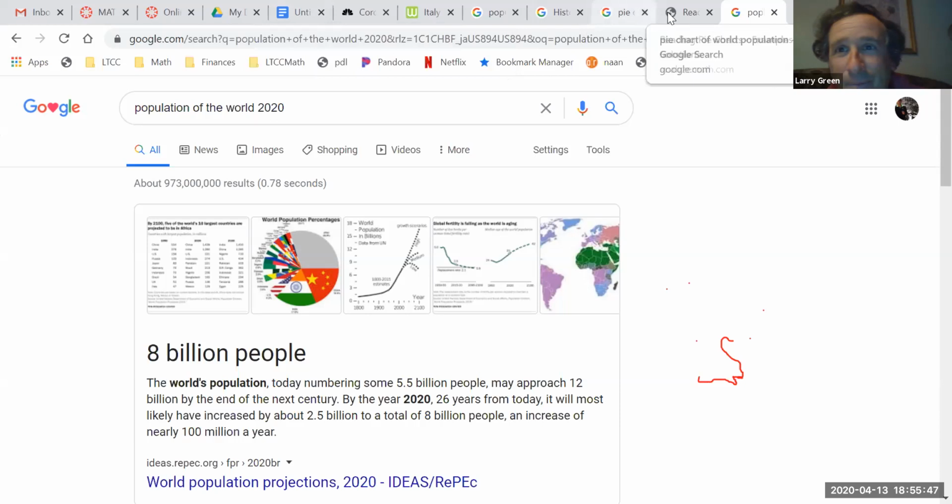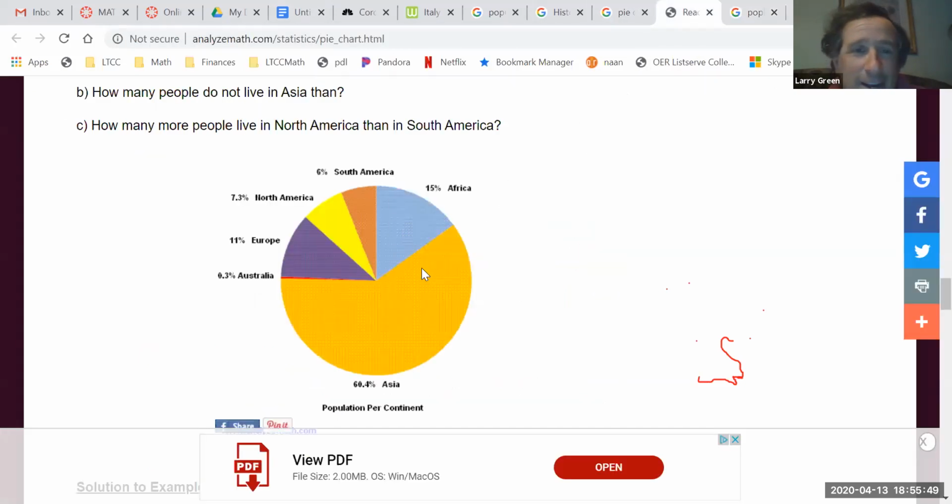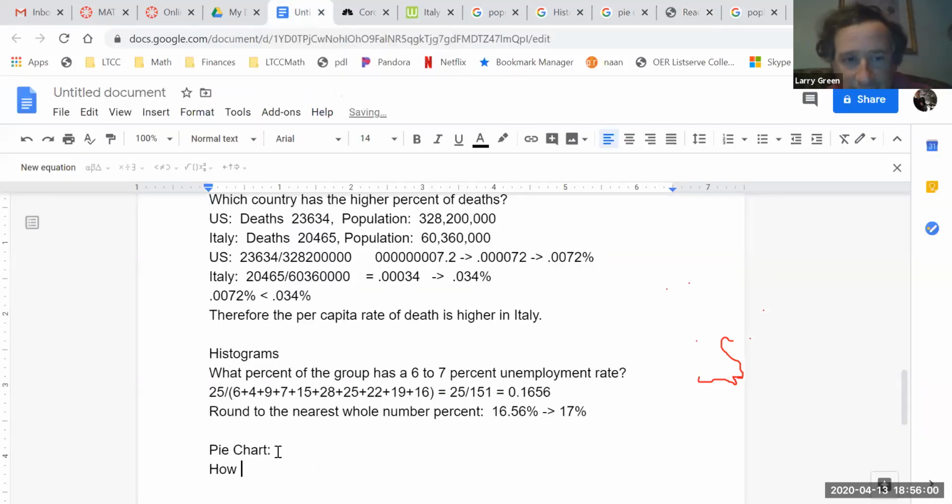Over 8 billion people. And so if we want to find out how many people there are in Africa, well, we know there's 15% Africans. There's 8 billion people. Let me write this out. Well, that's 15% of 8 billion. And you have to know how to write 8 billion. So that's 8 and then 9 zeros. How do we find 15% of 8 billion?